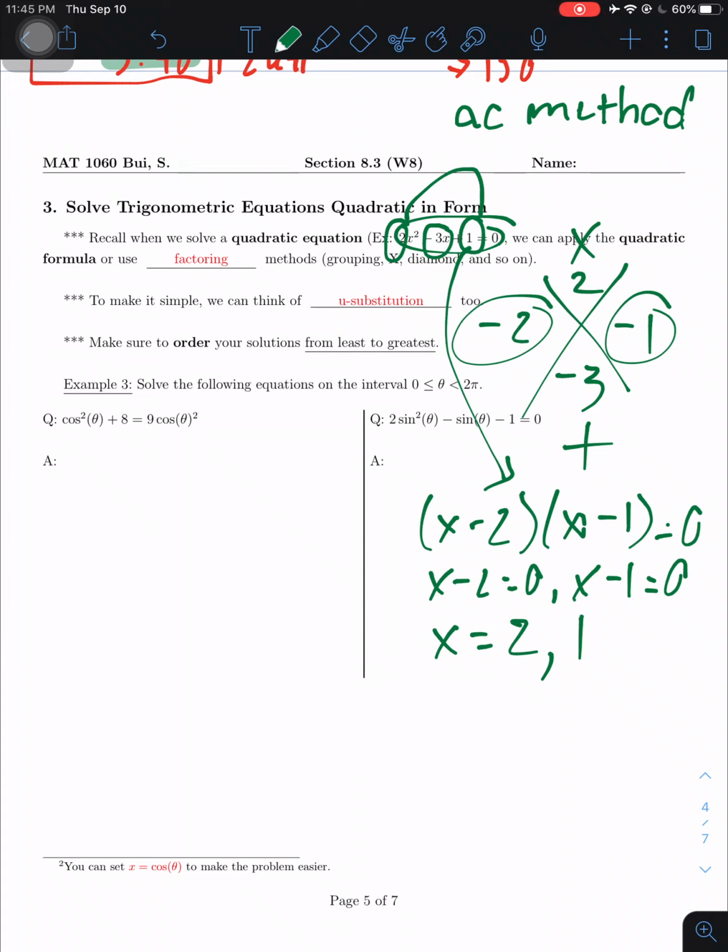Like, this is way back in algebra, okay? So I'm not going to spend too much time talking about this one, but watch out for this one. It's going to show up in the quizzes and exams, okay? In different forms, and I'm going to show you guys what it means in the next second.